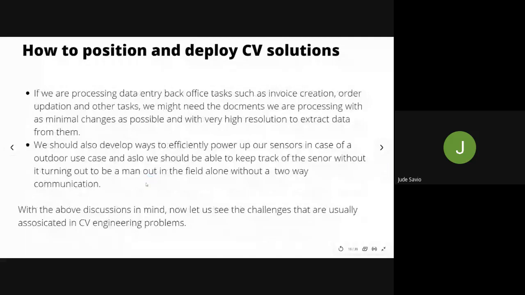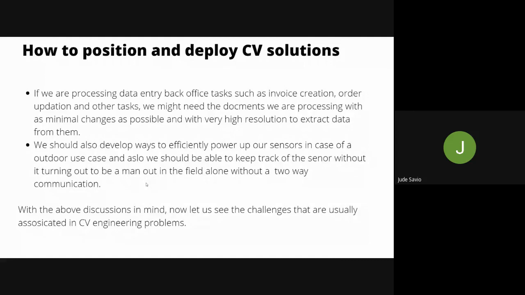And if you are processing data entry in the back office tasks, which I talked about earlier, such as invoice creation, order updation, and other tasks, we might need the documents we are processing to have as minimal changes as possible to ensure a higher amount of accuracy. I'm not saying that we won't be able to handle documents that are very different from each other. We need to have better training examples based on the variation in the documents we receive. And we should also develop ways to efficiently power up the sensor in case of an outdoor use case. And we should be able to keep track of the sensor without it being left alone in the field, without two-way communication with our service.